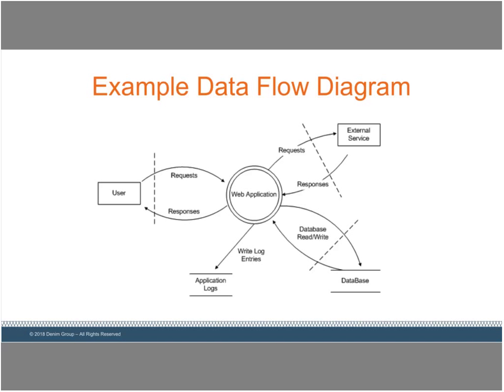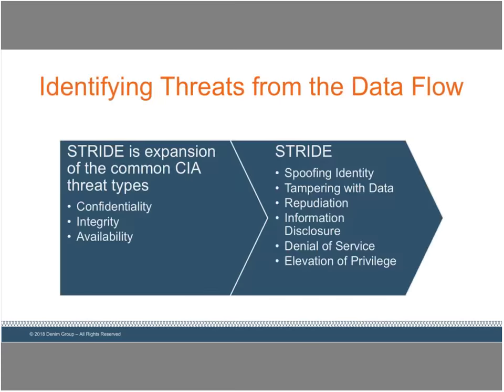well as to an external service. And so it's pretty easy to break down into those component pieces. What we then do is identify threats based on the assets. And so, STRIDE is an expansion of the common CIA threat types: confidentiality, integrity, and availability.